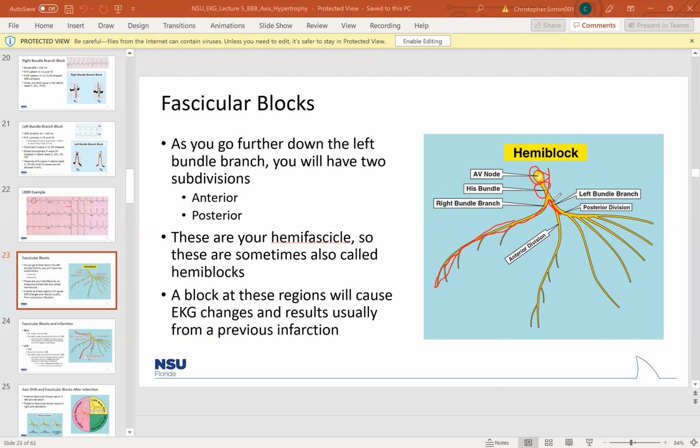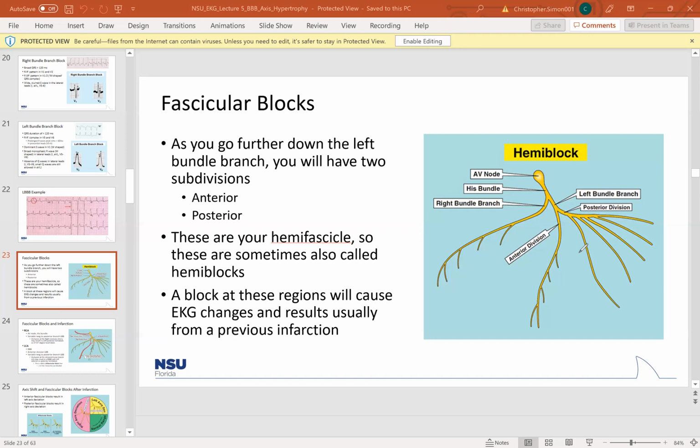Now, the left bundle branch is a little different than the right bundle branch because the left bundle branch has an anterior fascicle, as they say, and then a posterior fascicle. The posterior has a couple of little fingers that come off of it, but it's still a posterior fascicle, okay? So that being said, you can have a blockage of electricity in various places here, right?